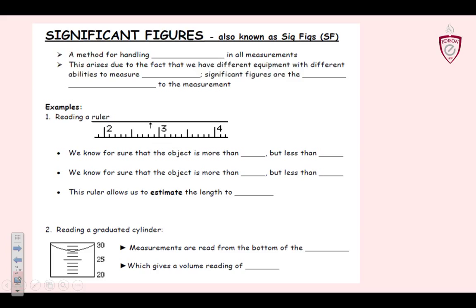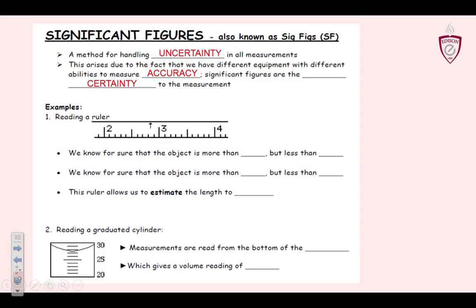We call significant figures a method for handling uncertainty in all measurements. This arises because we have different equipment with different abilities to measure accuracy. So there's some rules about adding, subtracting, multiplying, and dividing significant figures together that we're not really going to go into. The important part here is dealing with the certainty of the measurement. Anytime you make a measurement, you are recording digits that are significant, that are important. Okay? That's why we call them significant figures. So any measurement you ever make is completely significant figures. You just have to know how to estimate the last digit.